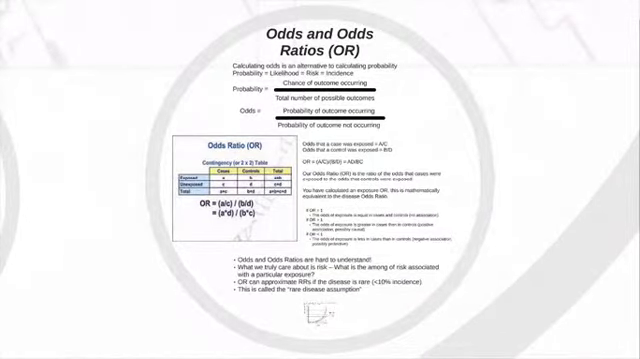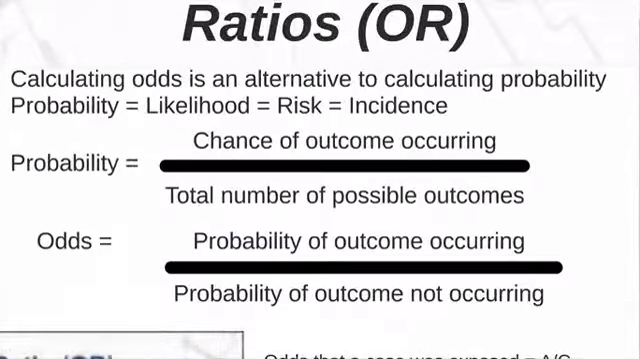Okay, so what do we need to do? If we can't calculate relative risks and we can't calculate incidence, we need another way. We need a different measure of association between our exposure and our outcome. We need a different way to be able to calculate, is our exposure associated with our disease, and in what direction is it associated? Is it a risk factor or a protective factor? And so as I mentioned above, we can start to think about odds and odds ratios.